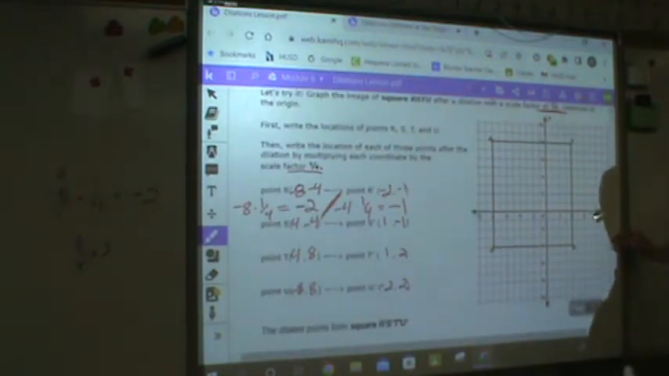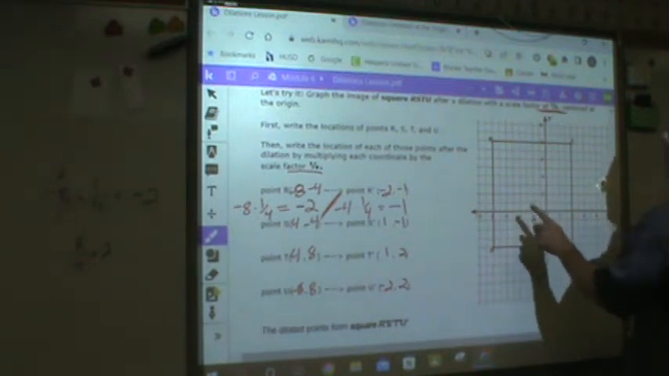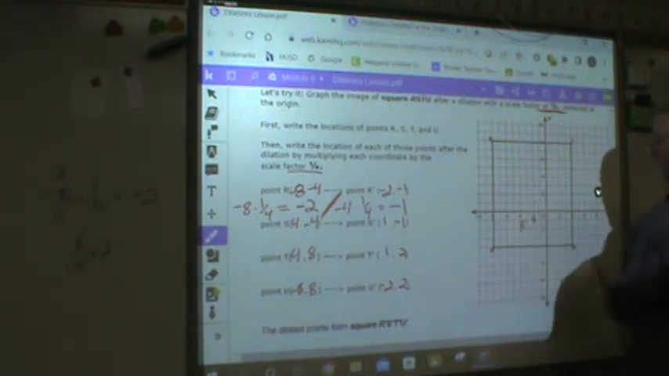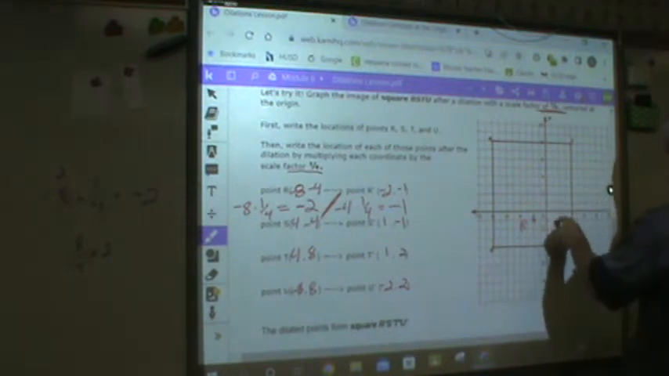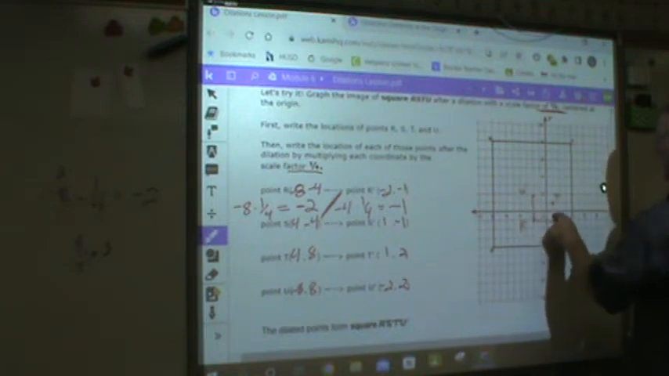So now we can go back and figure out where those are. Negative 2, negative 1, that is R prime. And label your points as well. 1 and negative 1, there's S prime. 1 and 2, T prime. Negative 2, positive 2, there is U prime. Go ahead and connect your dots.